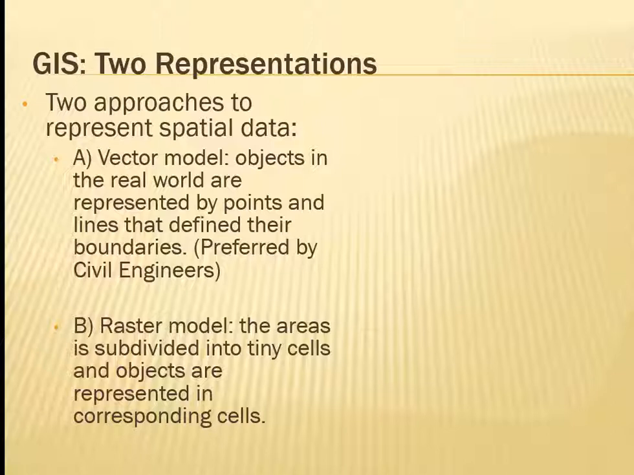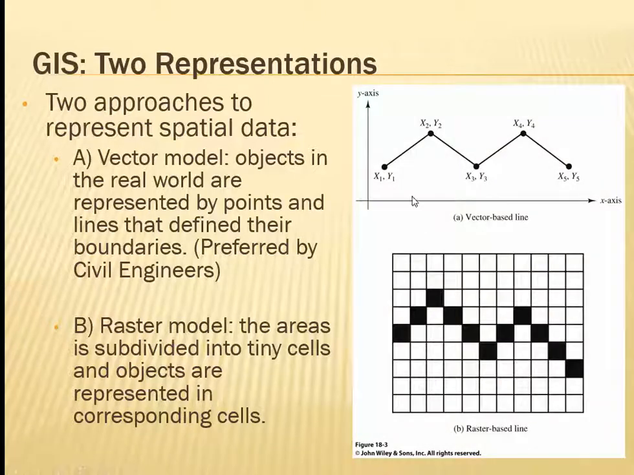So there's two approaches to representing spatial data. You can use a vector model, where objects in the real world are represented by points and lines. So this is what engineers like. And then there's the raster model, where the areas are subdivided into tiny cells, and objects are represented in corresponding areas. So here's some examples. We like, of course, these coordinates from a Cartesian coordinate system that allow us to see these patterns. Or some other people that are a little more visual, like these raster models where you're using a grid.